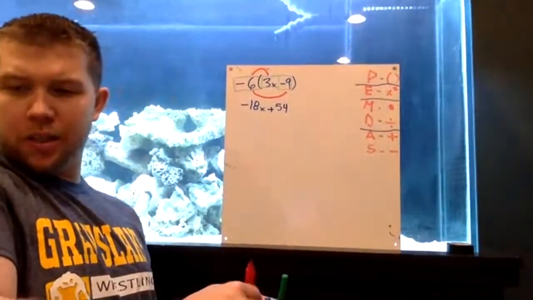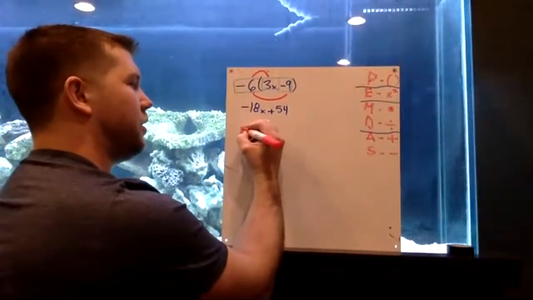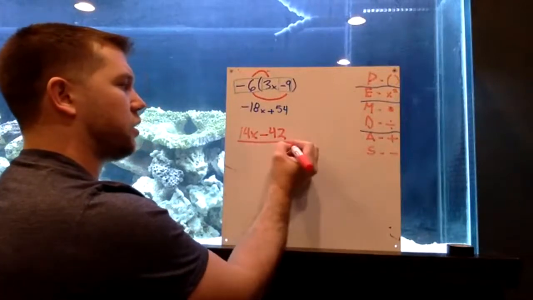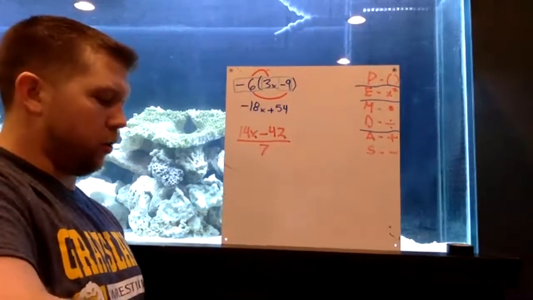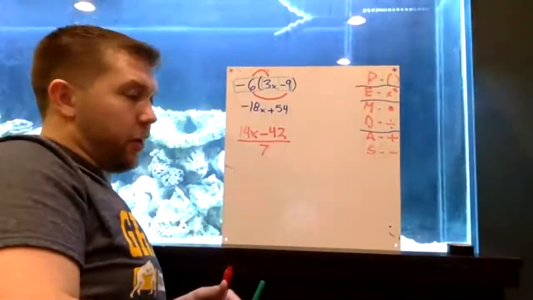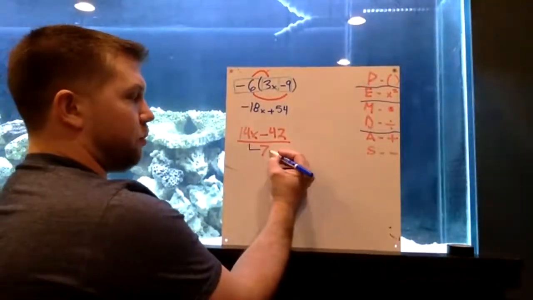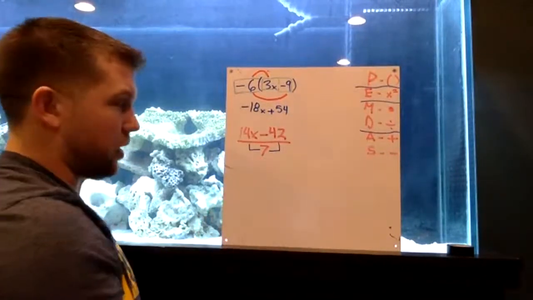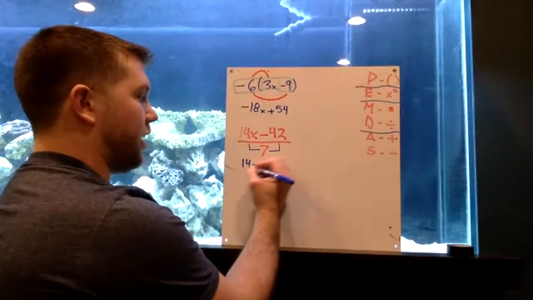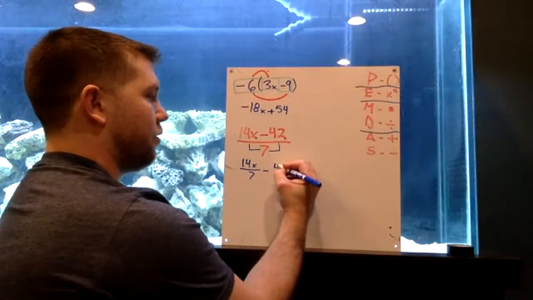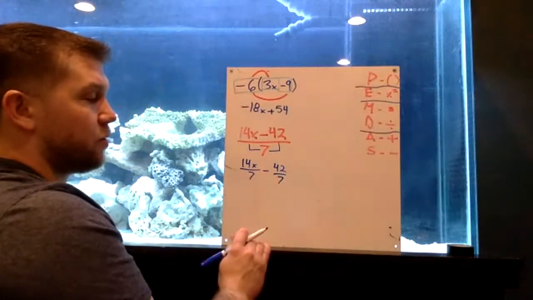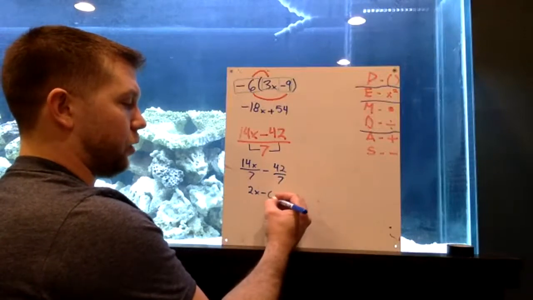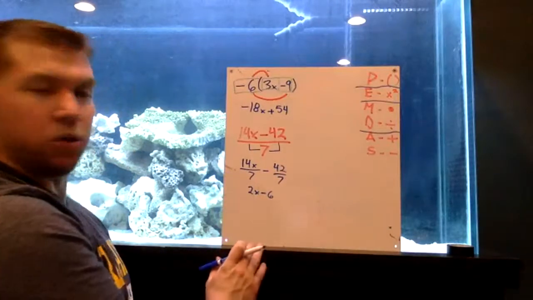Okay, so next one says we have a 14x minus 42, and we're dividing this all by 7. Another way to look at this, same thing, we can distribute the 7 to each piece here. Because I'm dividing the whole thing by 7, but I can also divide each part by 7. So you can look at this as 14x divided by 7 minus 42 divided by 7. 14 divided by 7 is 2x. We're subtracting 42 divided by 7, which is 6. And so now we've been able to reduce those terms down.